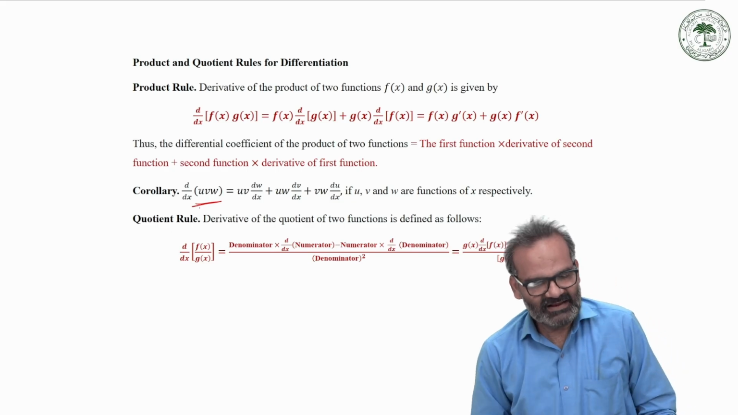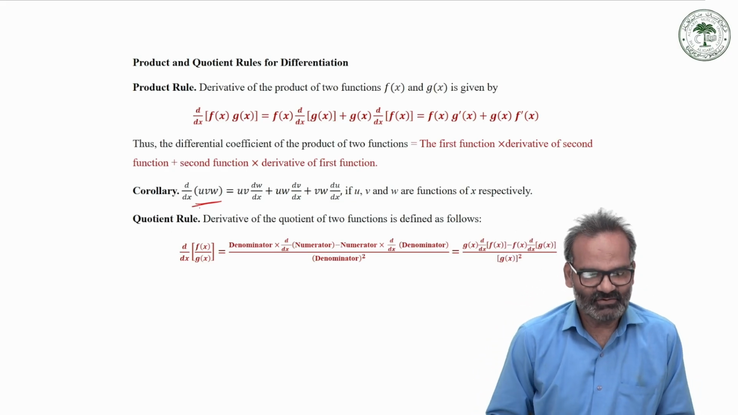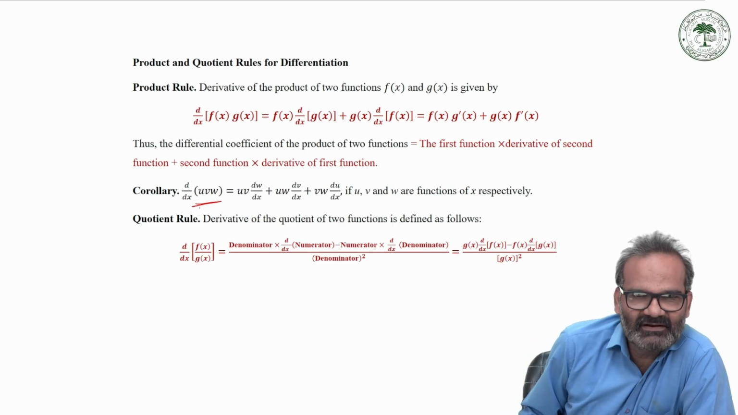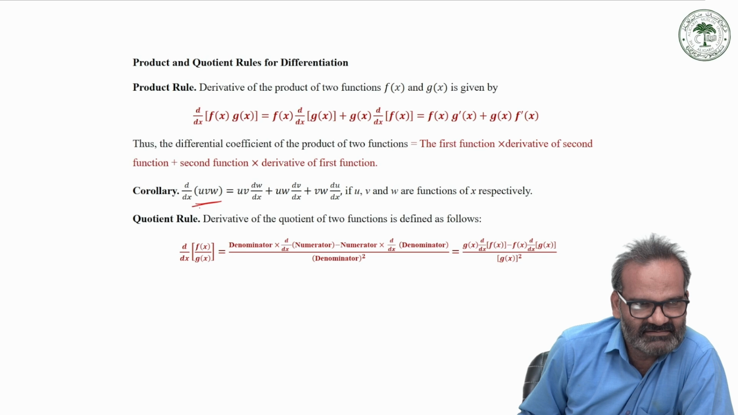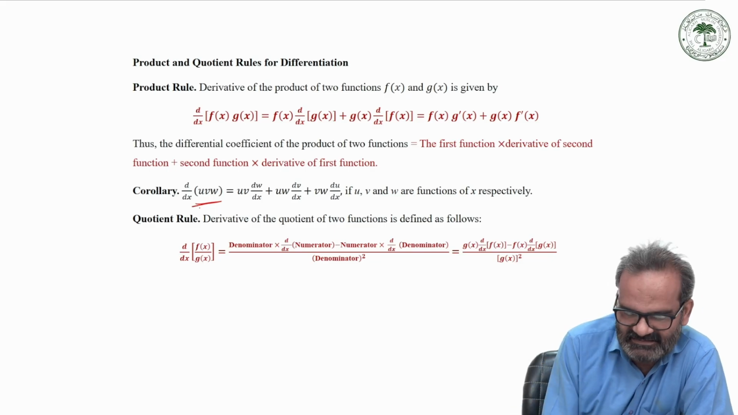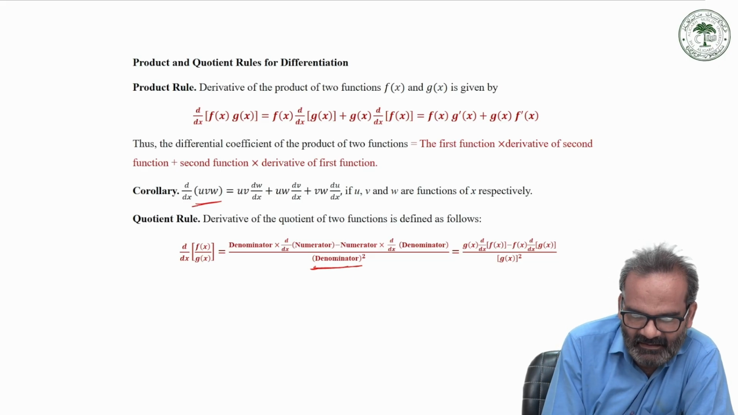Case 2 is known as the quotient rule, where a function is divided by any other function. If f(x) is any function and g(x) is any other function, then its derivative is calculated with the square of the denominator in the denominator. Whatever you have in your denominator, make it its square. What is in the numerator? Look at this.